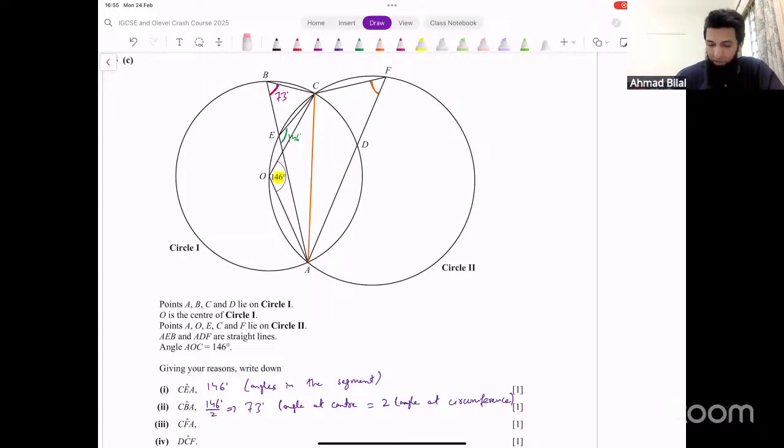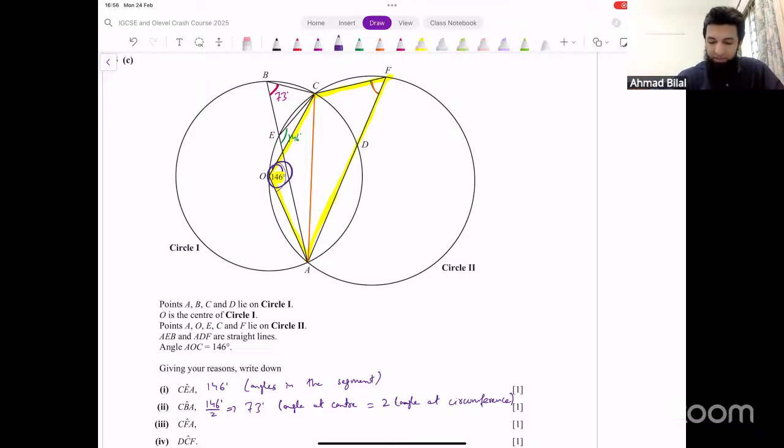One property that you can use here is you can say, let's look at this quadrilateral. This is one possible quadrilateral that you could look at. You could also use E instead of O. But this is a cyclic quadrilateral, with all its vertices on the circumference in the circle on the right side. And since it's a cyclic quadrilateral, the opposite angles have to add up to 180.